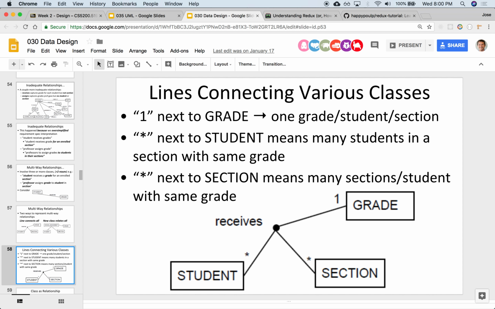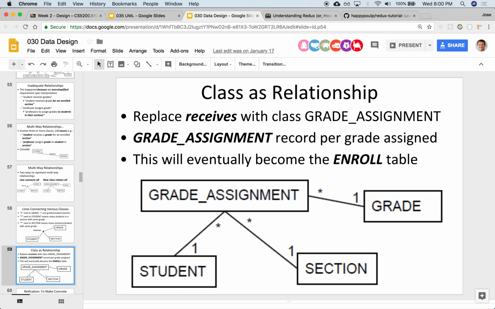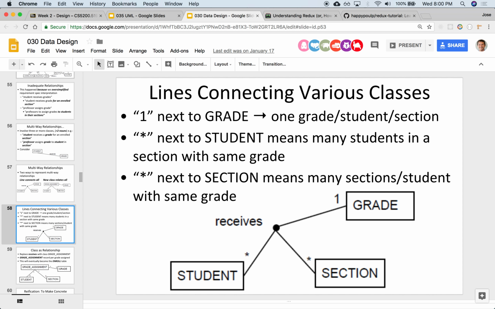Now the transfer, the conversion is not straightforward. Notice that in the original representation in this conceptual model, we're enforcing the fact that for any one combination of section and student, there can only ever be one grade, right? One grade per student per section.